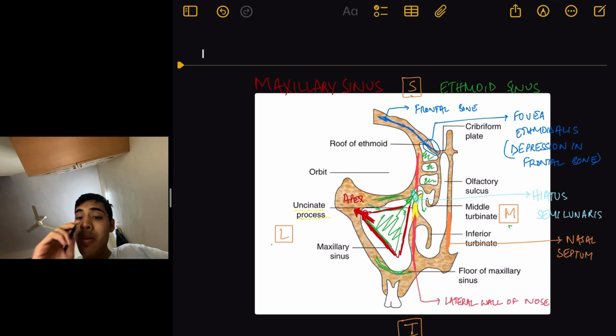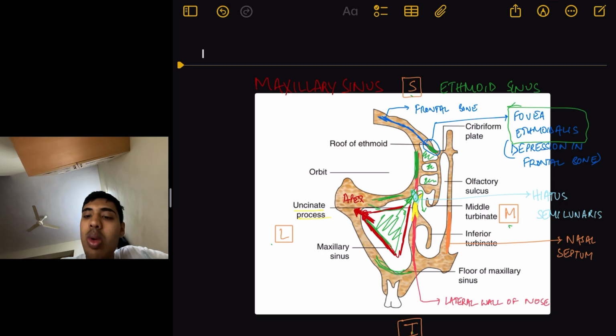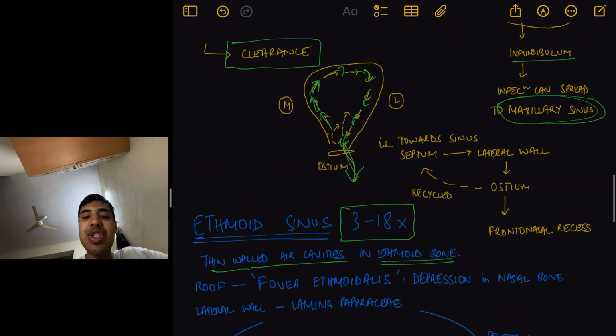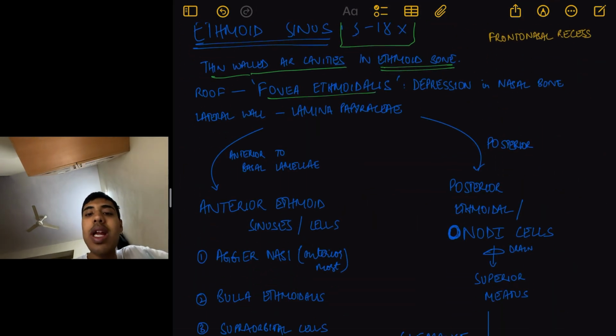Now, what are the boundaries? Here you can see the roof. This is a depression in the ethmoid bone known as the fovea ethmoidalis. This forms the roof. What is the lateral wall? The lateral wall is the orbit. See, this is the eye. This is where you have the eye in the orbit. So the lateral wall is formed by the medial wall of the orbit, also known as the lamina papyracea. So the roof is formed by the fovea ethmoidalis, a depression in the ethmoid bone, not the nasal bone. Apologies for the mistake. Then you have the lateral wall formed by the lateral wall of the ethmoid sinus, which is nothing but the medial wall of the orbit formed by the lamina papyracea.